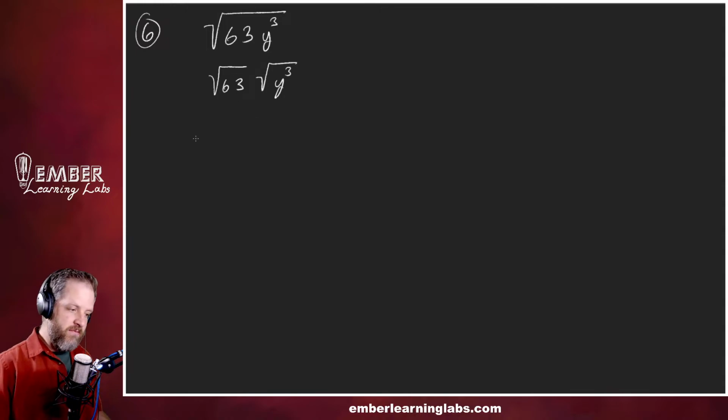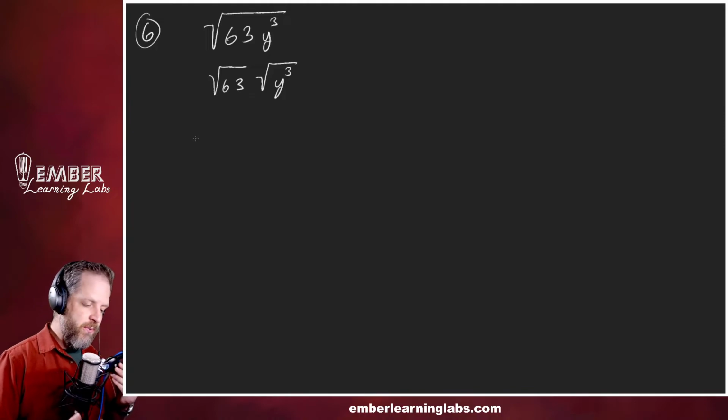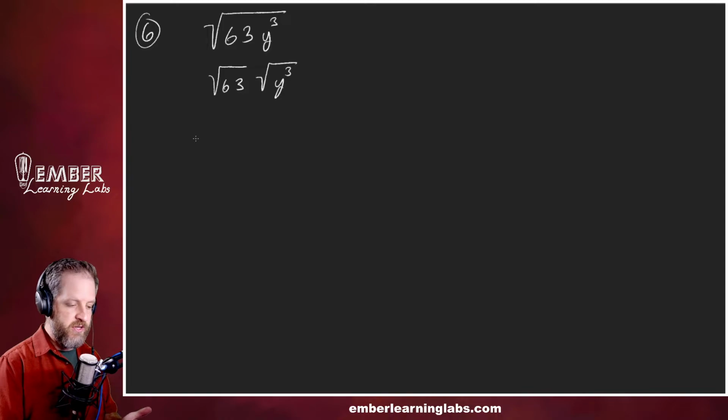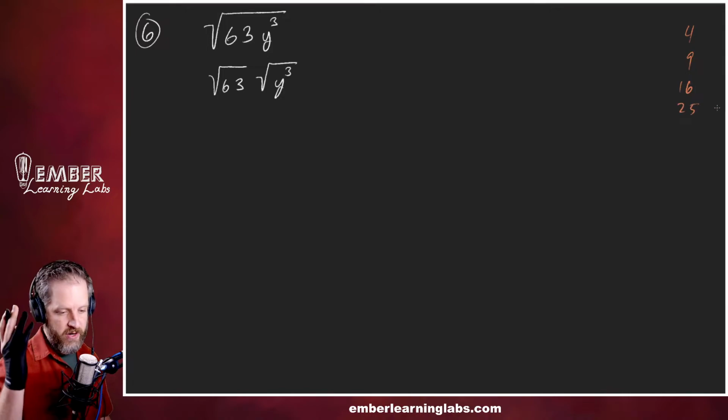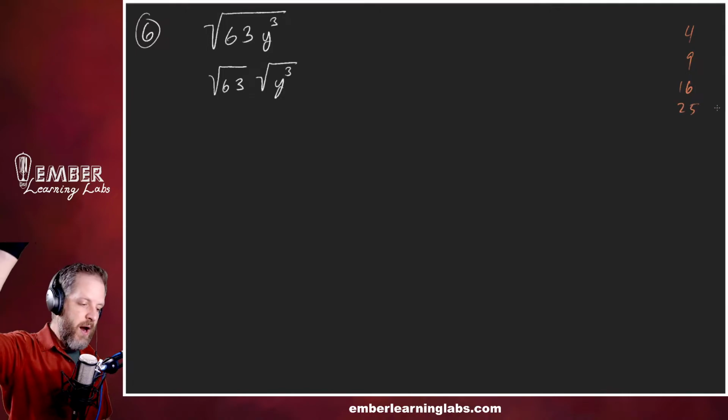So the square root of 63, if you punch it in your calculator, it's going to give you some decimal. We want an exact answer at this point, but we want to simplify it and reduce it. So how do we do that? Well, we look for a perfect square. So 4, 9, 16, 25, 36, 49, on to infinity, right? And we need to find one of these that goes into this number.